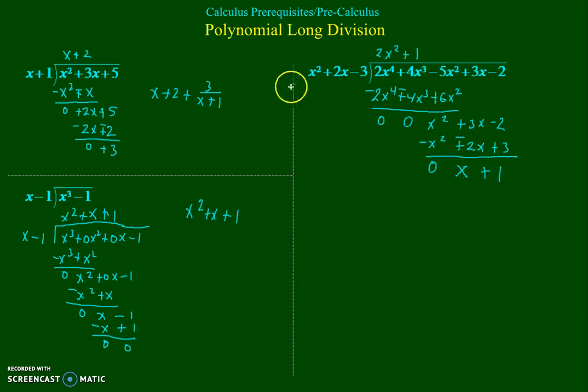And so we can't go any further because x squared doesn't go into x, so this is our remainder, x plus 1. And what we have is 2x squared plus 1 plus this set, x plus 1, over this expression. What we're saying here is that 2x to the fourth plus 4x to the third minus 5x squared plus 3x minus 2 divided by x squared plus 2x minus 3 is equal to this expression.